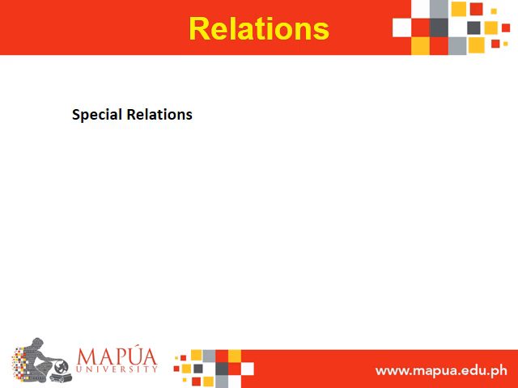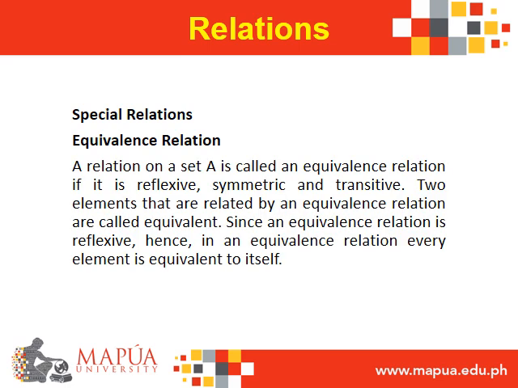Special relations occur if your relations contain three or more closures. One of the special relations is known as the equivalence relation. A relation on set A is called an equivalence relation if it is reflexive, symmetric, and at the same time transitive. Two elements related by an equivalence relation are called equivalent.